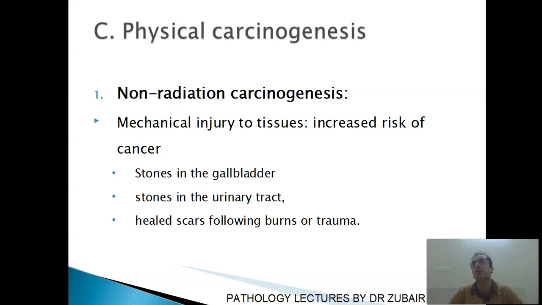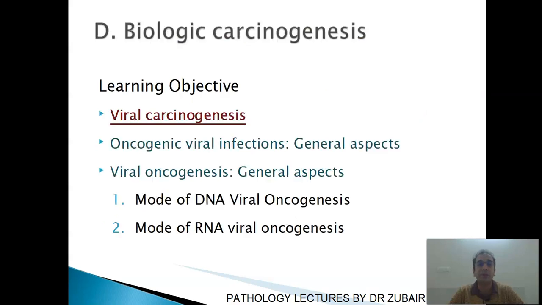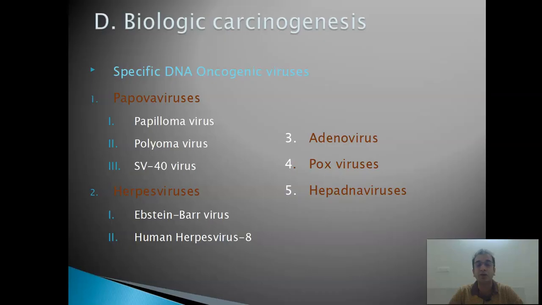Coming to non-radiation carcinogenesis, sometimes we also call it physical carcinogenesis, like stones in the gallbladder can cause gallbladder cancer, stones in the urinary tract, and healed scars following burns or trauma can all lead to cancer. Coming to biological carcinogenesis, an important topic again, here we have viral oncogenesis, DNA viral oncogenesis and RNA viral oncogenesis.